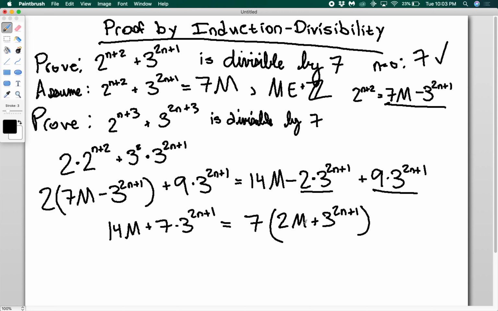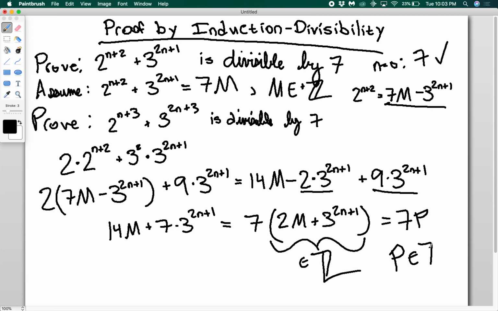Well, if I double an integer, I get an integer. And if I take 3 and raise it to 2 times an integer plus 1, that's also an integer. So this whole thing must be an integer. So now I have 7 times some integer p, where p is an integer. So I've proved it. I'm done. I've proven that this is divisible by 7 as well.